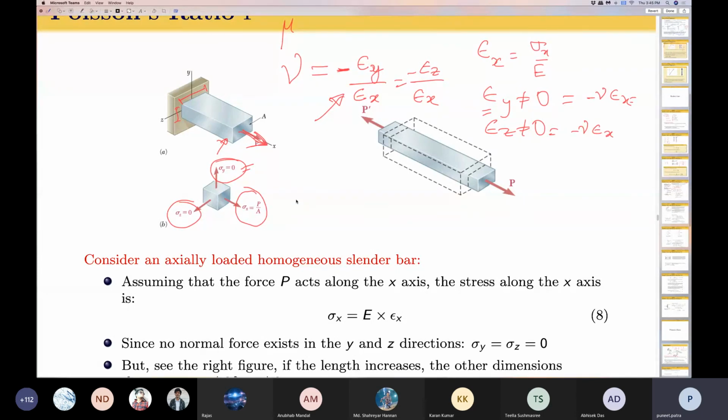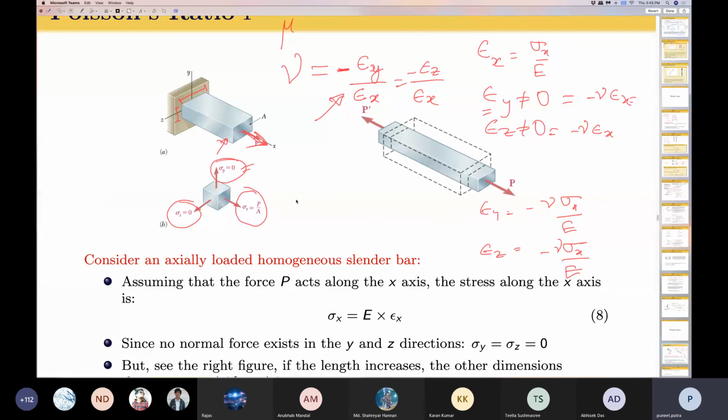Therefore, epsilon y becomes equal to minus nu sigma x by E, and epsilon z becomes equal to minus nu sigma x by E as well. Okay, so this is what happens when the force acts only along one of the directions. But what happens if sigma y and sigma z are also not equal to 0?